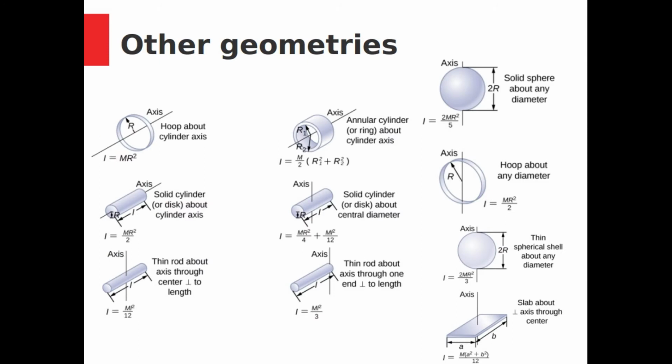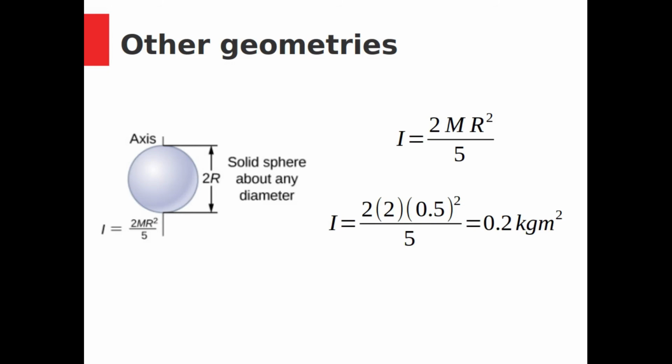It's possible to use techniques of direct integration to work out the moments of inertia for many other shapes, but to save time, we could more easily use a table like this. Each shape has its own moment of inertia, and it's easy to calculate based on its mass and other geometric factors. This table is reproduced in your textbook. For instance, if you have a solid sphere of mass 2 kilograms and radius 0.5 meters, you could just plug that information into the equation for moment of inertia of a solid sphere, 2mr squared over 5. Solving, this would give us 0.2 kilogram meters squared.